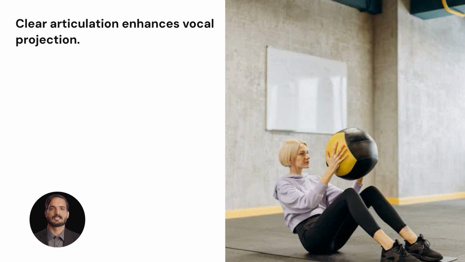Clear articulation is essential for making each word distinct and audible, contributing to better vocal projection. Practice enunciating with exercises like tongue twisters, such as red leather, yellow leather. These exercises improve clarity, allowing your voice to carry more effectively. Focus on making every word count, ensuring your students understand your message. Strong articulation complements your projection skills.